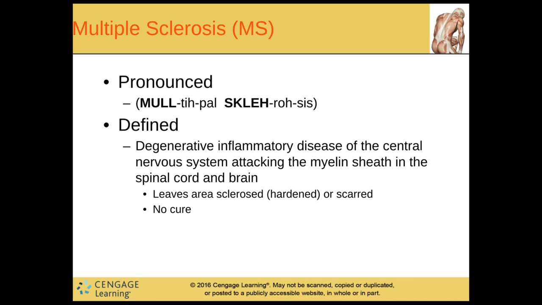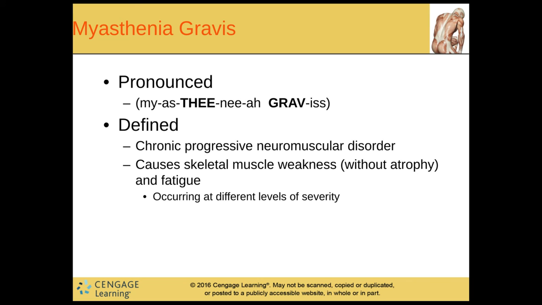Multiple sclerosis. This is a degenerative inflammatory disease of the central nervous system, attacking the myelin sheaths in the spinal cord and brain. It leaves areas sclerosed, or hardened, or scarred, and there's no cure for multiple sclerosis. And then we have myasthenia gravis. This is a chronic progressive neuromuscular disorder. It causes skeletal muscle weakness without atrophy, and fatigue, and it occurs at different levels of severity.